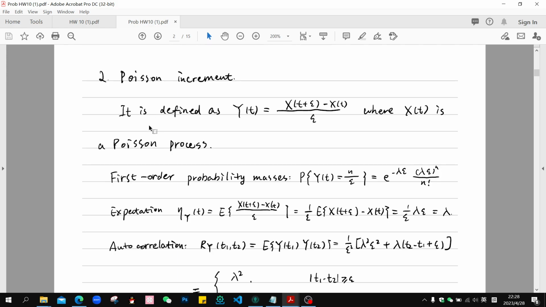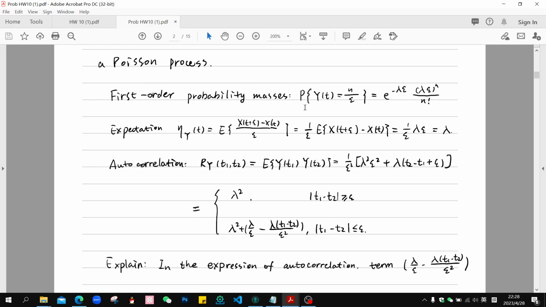The second process is the Poisson increment. It is defined as y(t) to be x(t plus epsilon) minus x(t), over epsilon, where x(t) is a Poisson process. The first order probability mass is this expression. The expectation is calculated to be lambda, and autocorrelation is Ry(t1, t2) calculated like this.